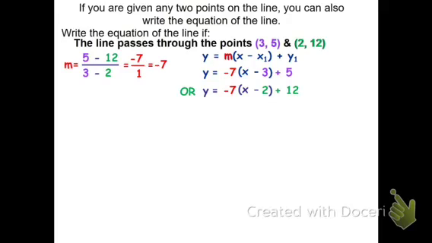Now these equations may look different. I see different numbers for the x and y values. However, they are equivalent equations. If we were to distribute the negative 7 and combine like terms, we would see that both of them would have the exact same value. We call that equivalent.